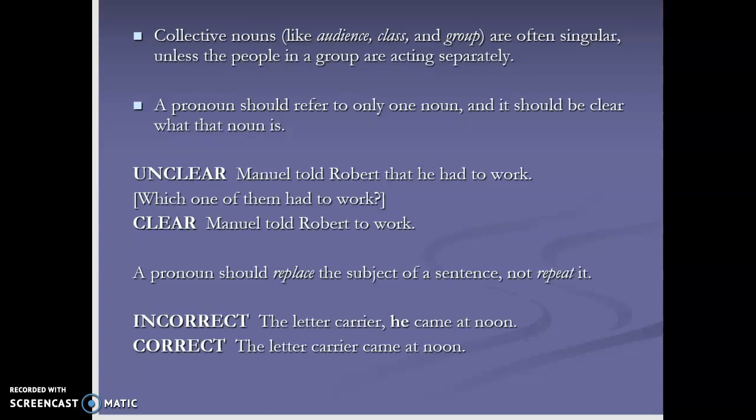And the pronoun replaces the noun in the sentence. It doesn't repeat it, it replaces it. The letter carrier, he came at noon. That's not correct. It's not replacing the letter carrier, it's repeating it.